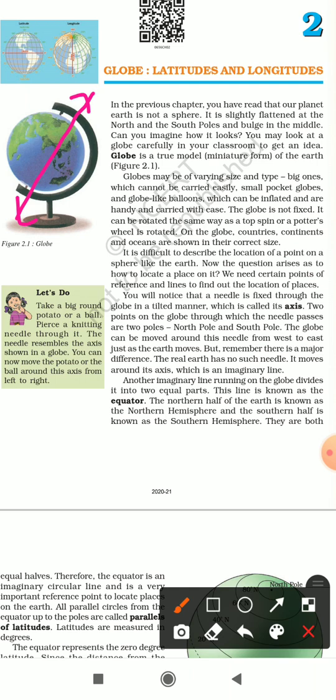The globe can be moved around this needle from west to east direction, that is from left to right direction. But remember, there is a major difference. The real earth has no such needle. It moves around its axis, and the axis of the earth is basically an imaginary line.